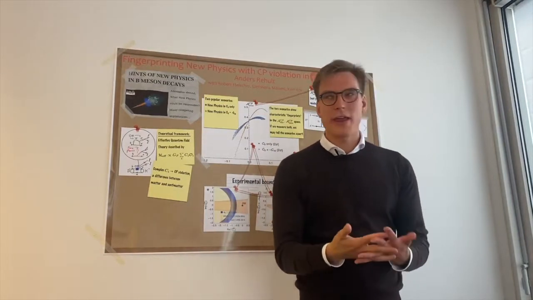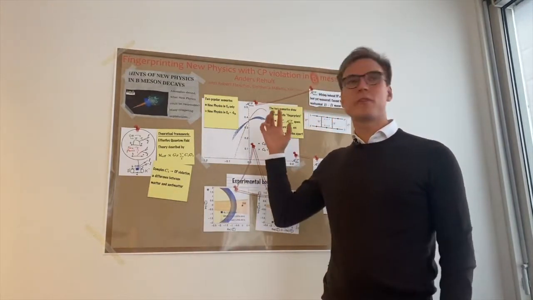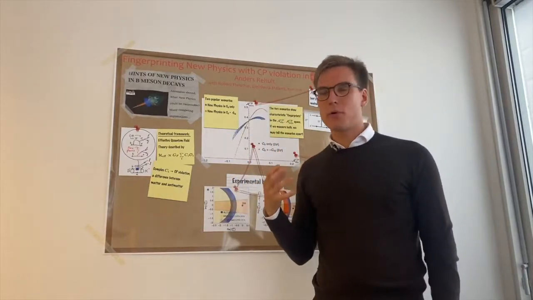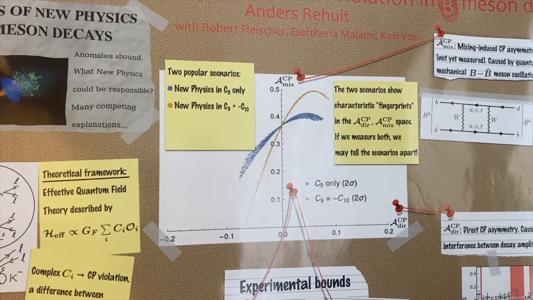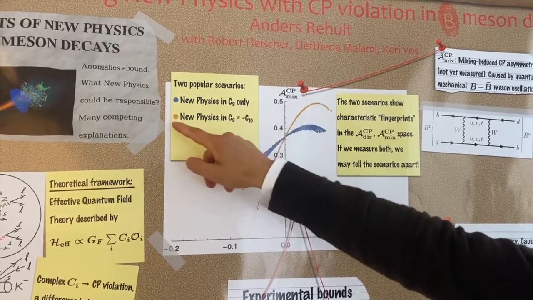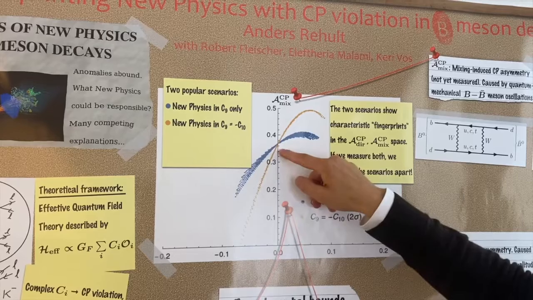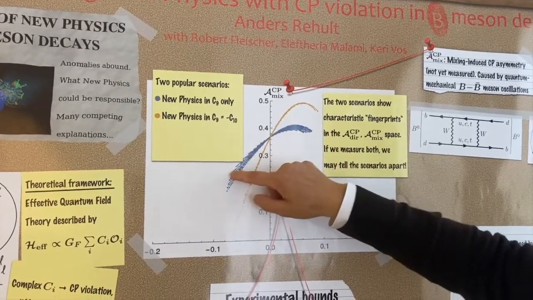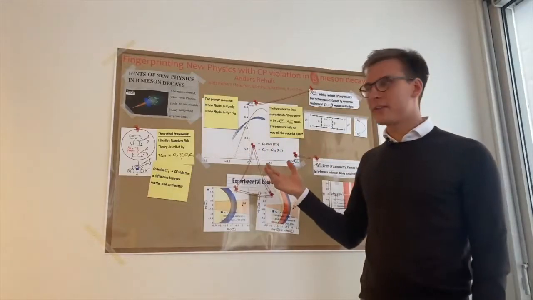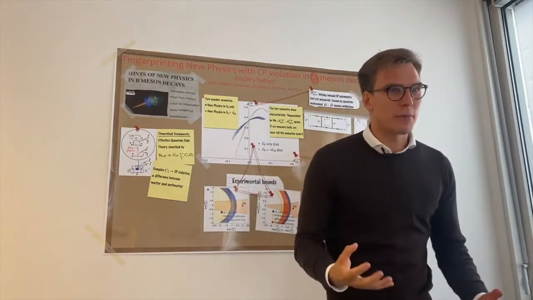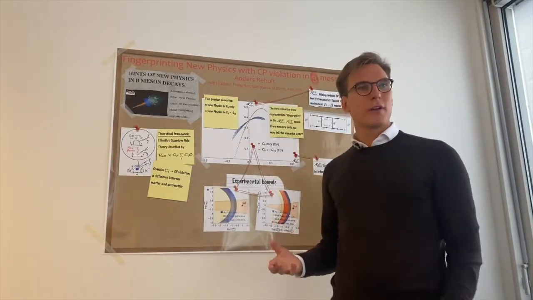And when they do this, they end up with two scenarios in particular, which both fit the data better than the standard model. So these are the two scenarios here. We have the blue and yellow one. Now these two scenarios fit the data kind of equally well, and the point of what we're doing here is that we're trying to distinguish them. Right? We're trying to figure out which one is true.